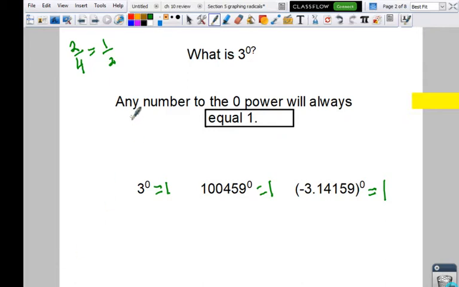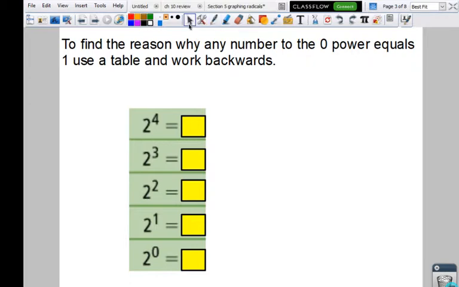All right, so let's see why this equals 1, because this seems like it should be like a 0 or something, right? Well, let's look at it. I'm going to kind of work backwards. So I'm going to start with 2 to the 4, which is 16.